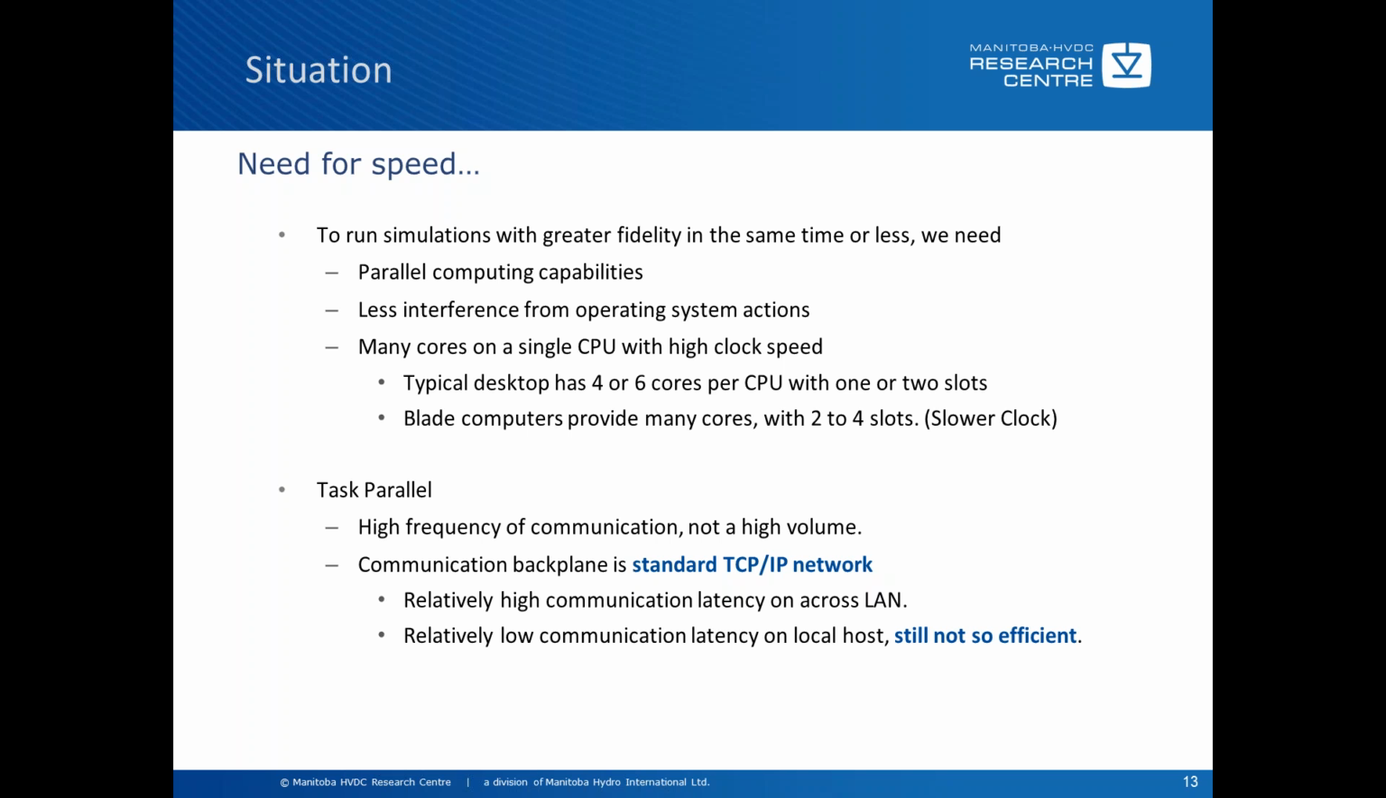So with the task parallel, the fundamental is the high frequency of communication. Essentially very, very low latency is required. We're not transferring a lot of information between the individual processes. They're just very small amounts of data, but we have to transfer them very often and very quickly. So the communication backplane we'd used in the past was a standard TCP/IP network type. And we discovered relatively high communication latency across the LAN for sure, and fairly low across local host, but still it was not so efficient.